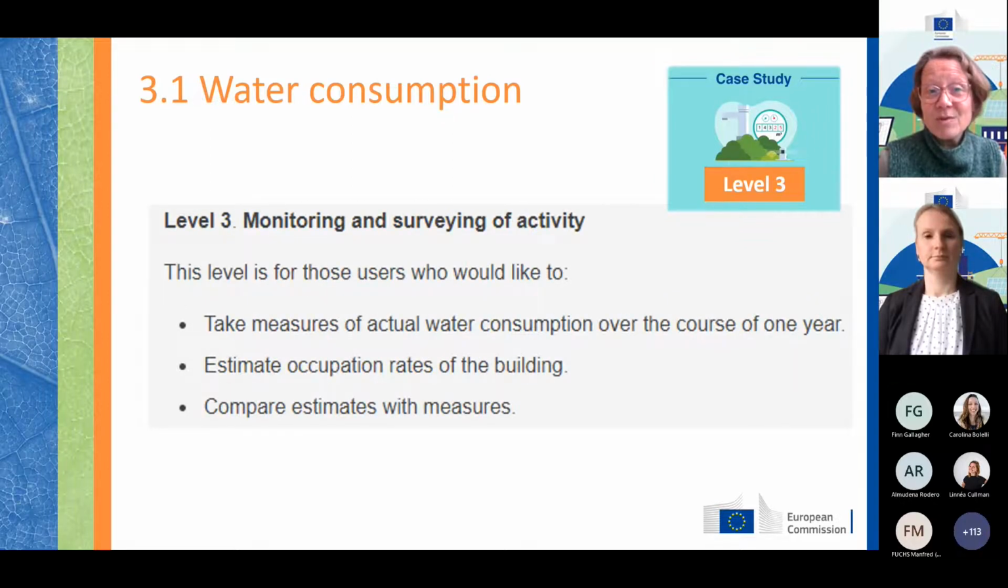The 3rd level, on the next slide, is where you start to work with monitoring and surveying of the activity as well. So this is for users who want to dig even further and be able to start to compare estimates with measures, etc. All right, next slide, please.